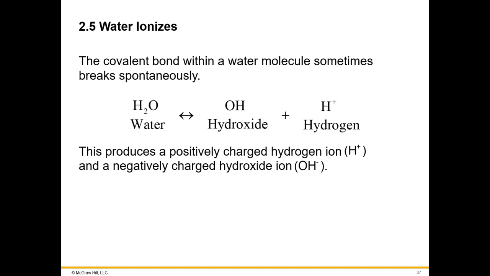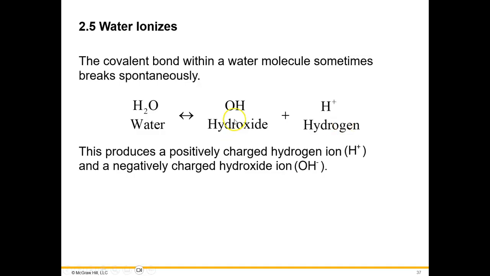The covalent bond within a water molecule is going to also sometimes break spontaneously. So this is just kind of an observed thing that happens. At times, H2O water molecules will break apart into their components of hydroxide and hydrogen ions. There should be a little minus right here, like there is right here. Because this hydroxide has a negative charge, it's an anion, and this hydrogen atom has a positive charge, so it's a cation.